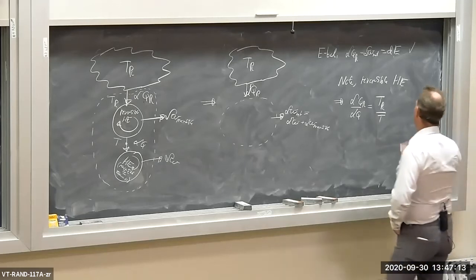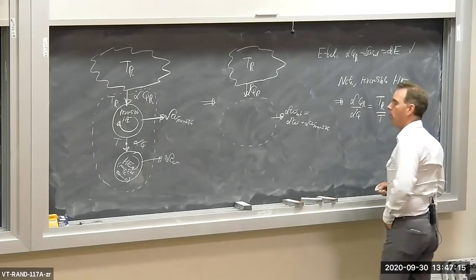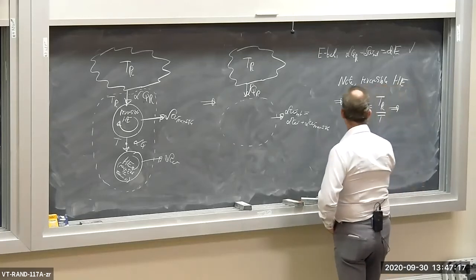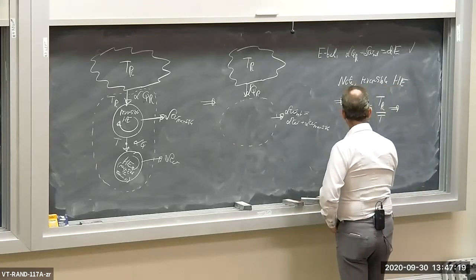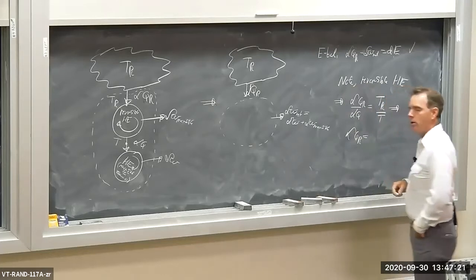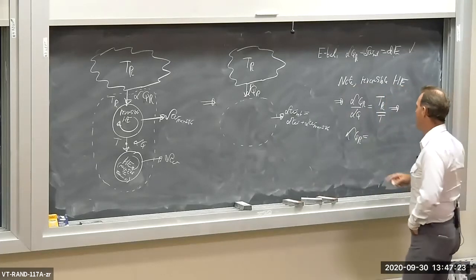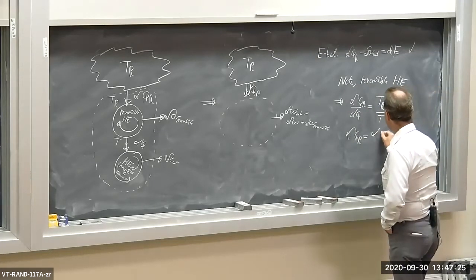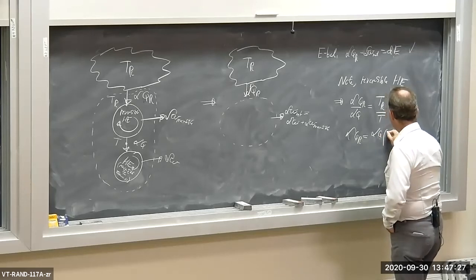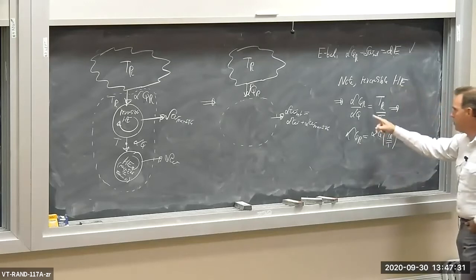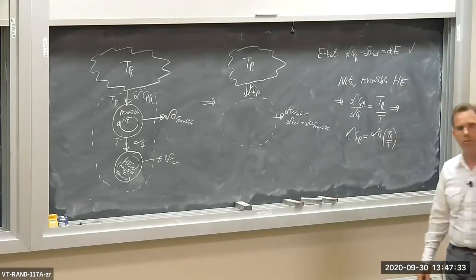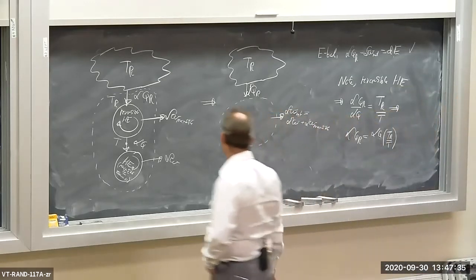Now I'm going to solve this for del QR. The differential heat transfer from the reservoir is equal to del Q times TR over T. I'm just solving this for del QR.